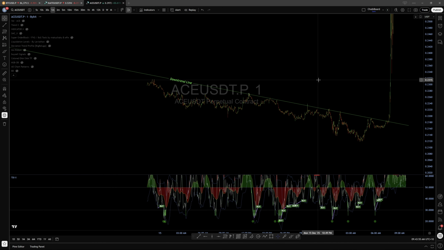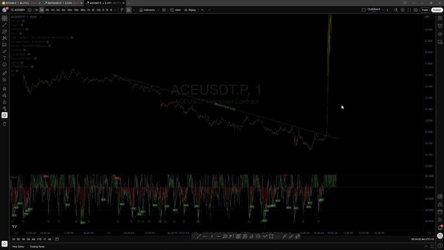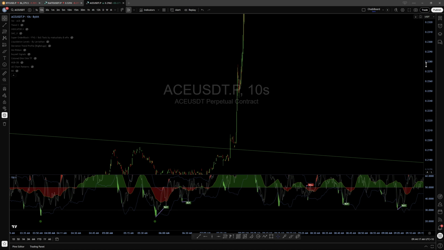In this case, it's kind of hard. Maybe even a lower time frame. Let's go to like a 10-second, just for shits and giggles. I normally don't trade on any low time frames like this, but I'm going to show you that this does work, because it does.